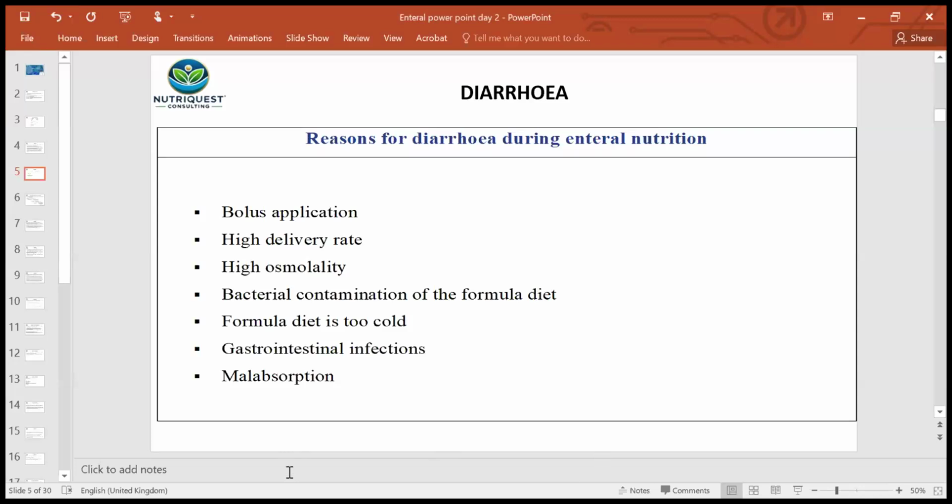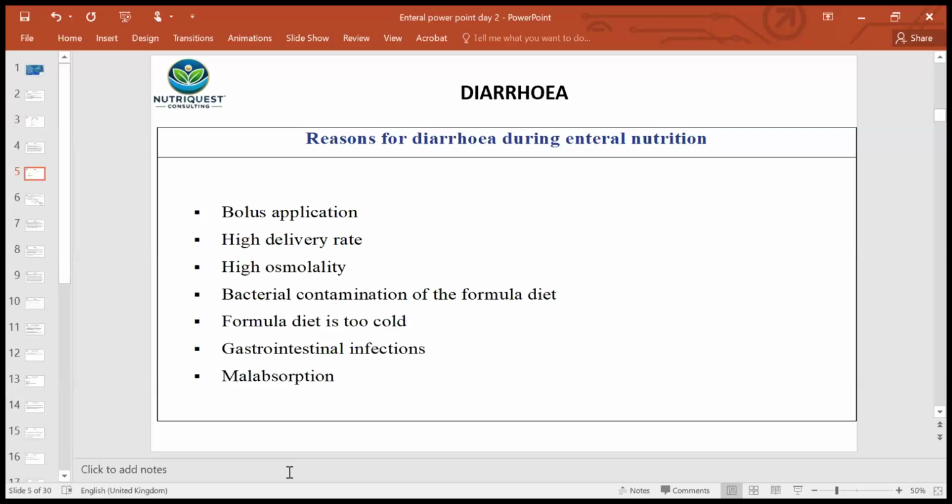And of course, we have high delivery rate. You remember yesterday we had quite a discussion that if we are doing continuous feed, this can go up to 20 hours, and there is an amount that should run within an hour. So if, for example, we are doing a 5 ml bag feed that is supposed to go for maybe 5 hours, but we run this bag for 1 hour, then that patient definitely will have issues with diarrhea. And of course, high osmolarity is one of the issues that can cause diarrhea if the feed product has a higher osmolarity.